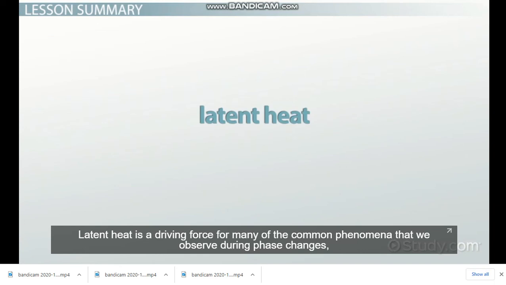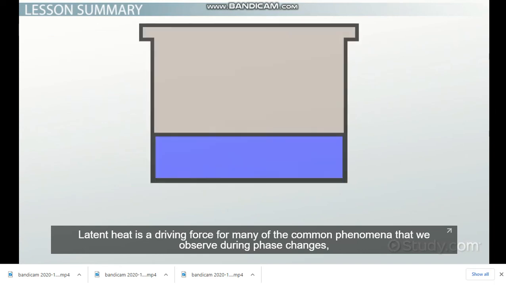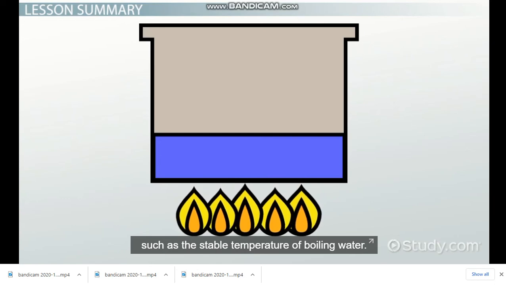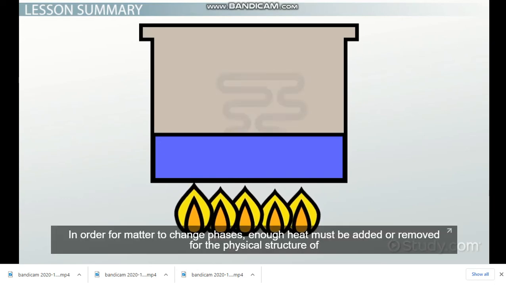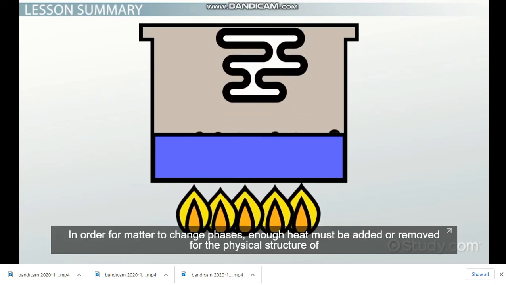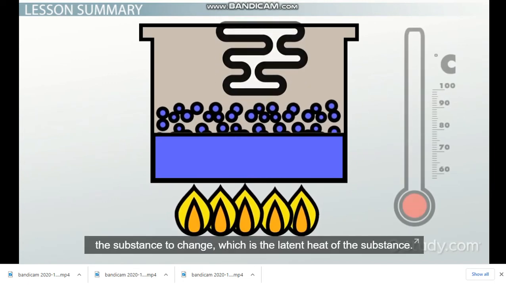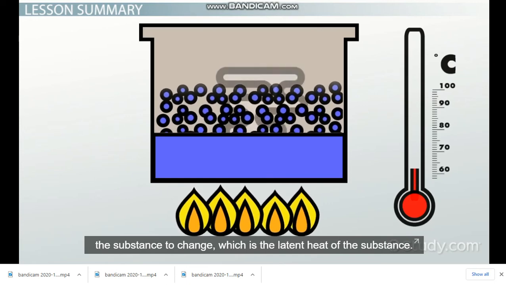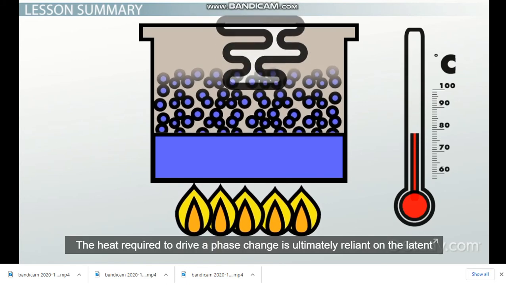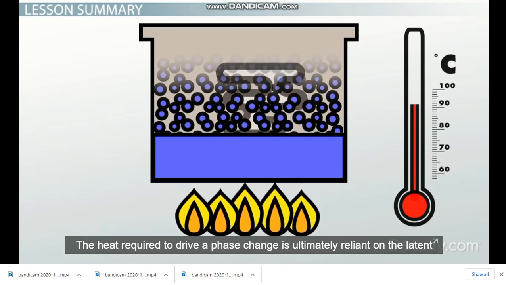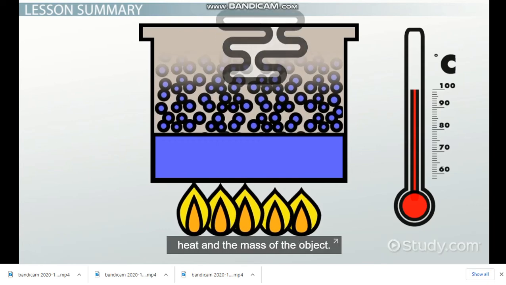Latent heat is a driving force for many of the common phenomena that we observe during phase changes, such as the stable temperature of boiling water. In order for matter to change phases, enough heat must be added or removed for the physical structure of the substance to change, which is the latent heat of the substance. The heat required to drive a phase change is ultimately reliant on the latent heat and the mass of the object.